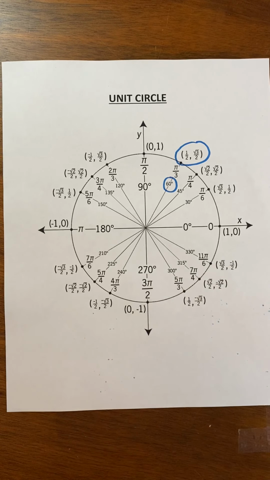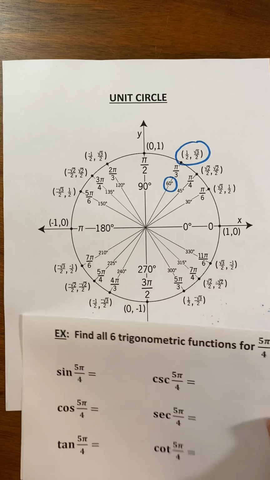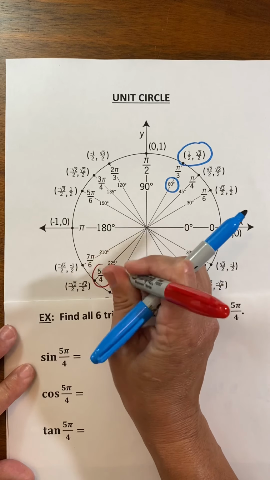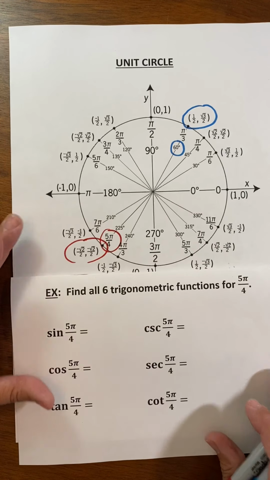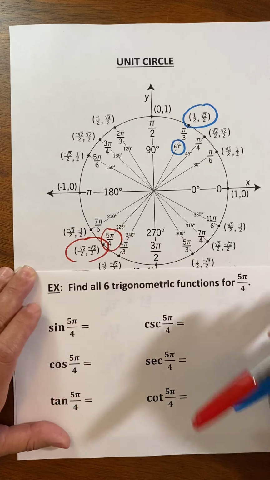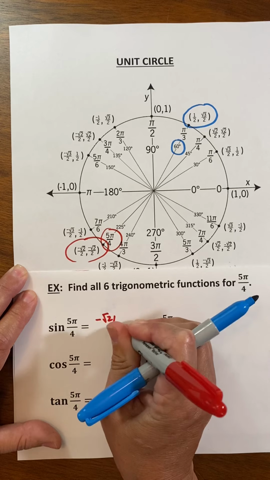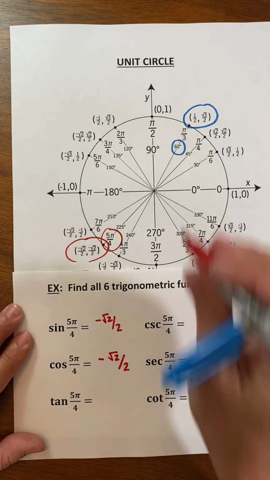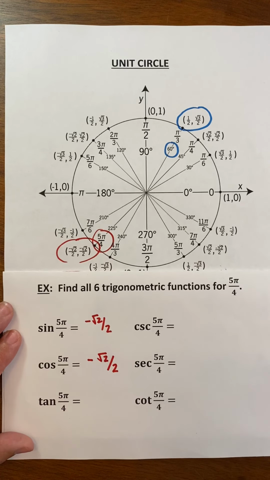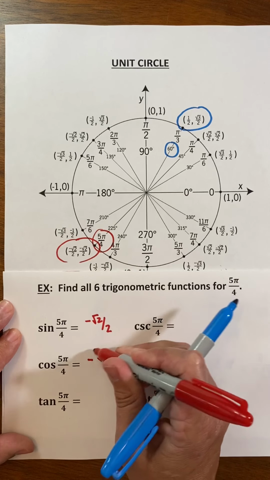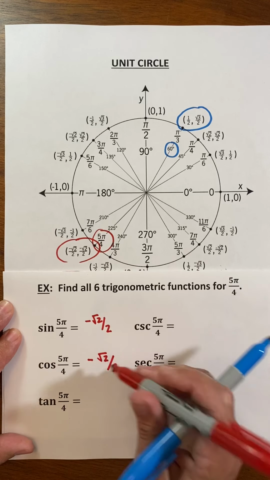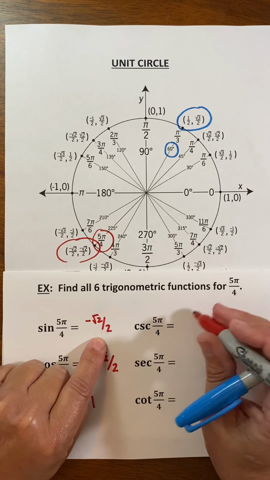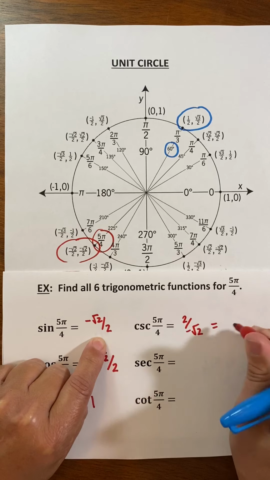All right, let's find all 6 trig functions for 5 pi over 4. So 5 pi over 4, well, this is 4 pi over 4, so 5 pi over 4 is right here. So we're looking at 5 pi over 4, and these are our coordinates of interest. So the sine of 5 pi over 4 is the y coordinate, negative square root of 2 over 2. The cosine has the same value as the sine because the x and y coordinate are the same for all multiples of 45 degrees because they cut through the diagonal. The tangent is this numerator over this numerator. It's negative square root of 2 over negative square root of 2, which is just positive 1. So watch your signs. This cosecant is the reciprocal of this. So 2 over negative square root of 2. We rationalize that.